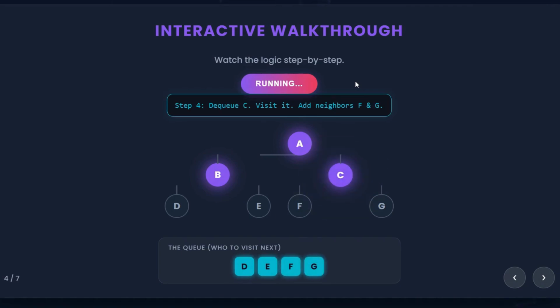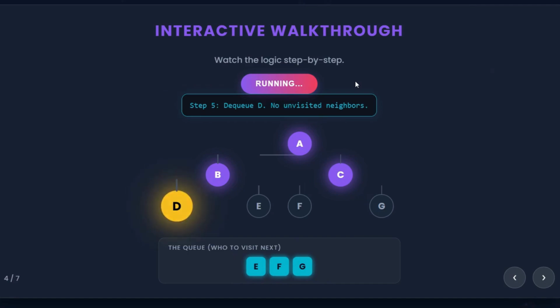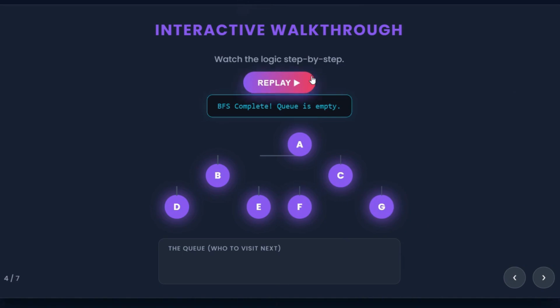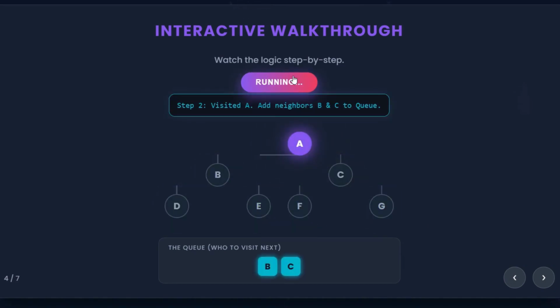Now that we have finished B and C, we look at their neighbors. We visit D, E, F, and G. See the pattern? We swept across the top, then the middle, then the bottom. We never went deep into one branch before checking the others.